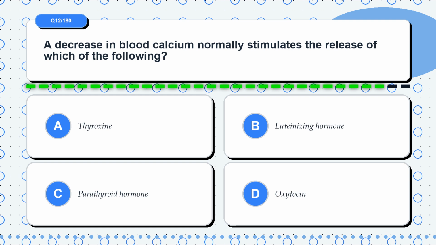Question 12. A decrease in blood calcium normally stimulates the release of which of the following? Here are the options. Option A, thyroxine. Option B, luteinizing hormone. Option C, parathyroid hormone. Option D, oxytocin.